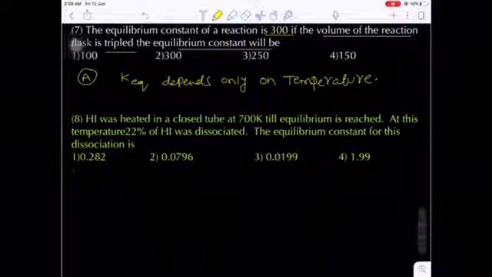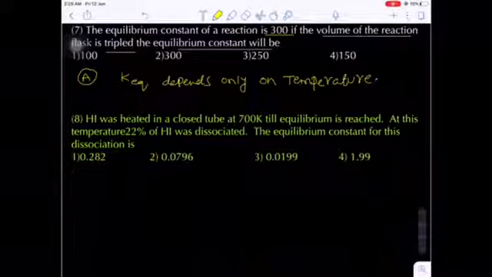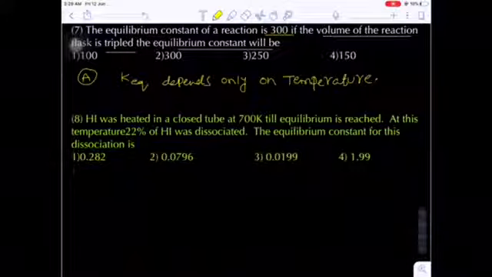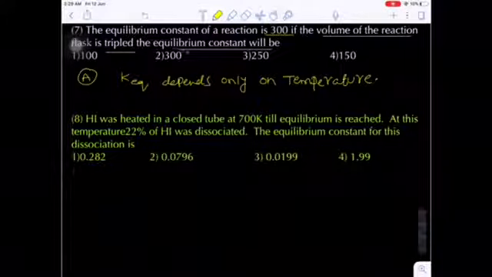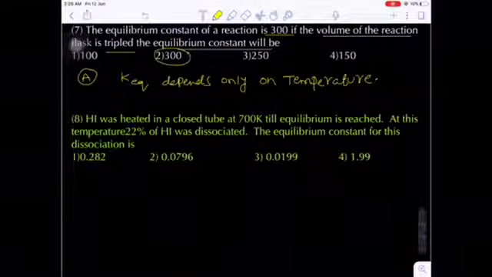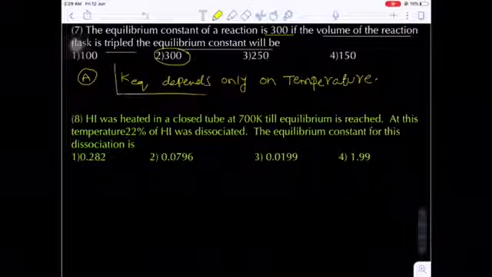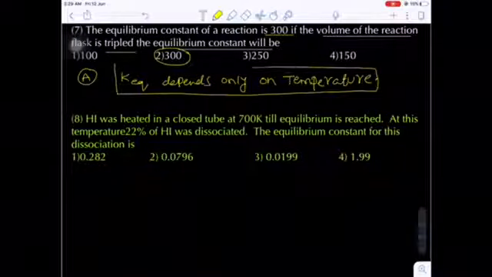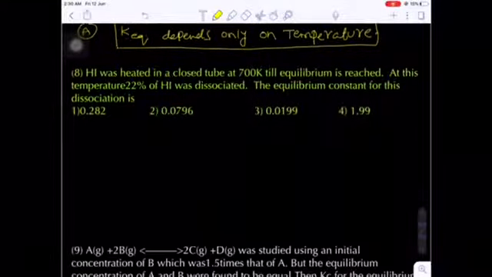So if you increase or decrease the volume, if you increase or decrease the concentration of reactants or products, if you add a catalyst or in the absence of a catalyst, there will be no effect on the value of the equilibrium constant. So the equilibrium constant value is again 300 only, unless the temperature changes. So K equilibrium is a function of temperature only, for a given reaction.